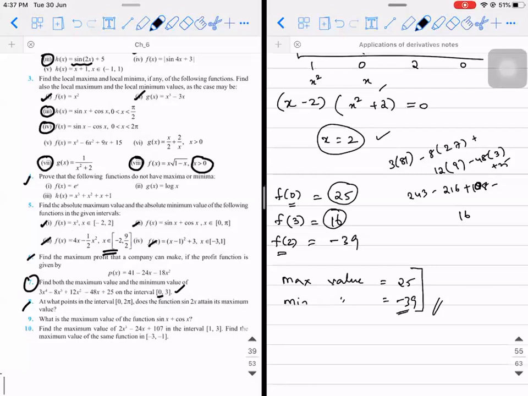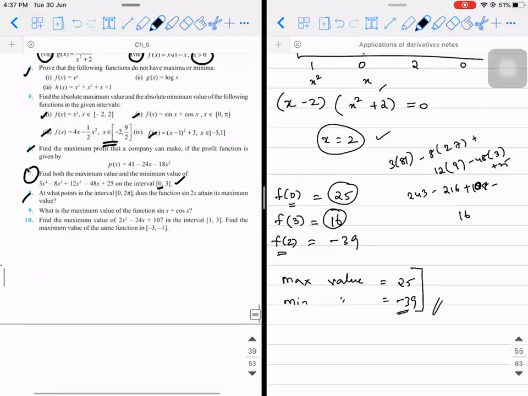At what points in the interval 0 to 2 pi does the function sin 2x attain its maximum value? It is pi by 4 and 5 pi by 4. But 5 pi by 4 is in the third quadrant, no? It is pi plus something. In the third quadrant, sin 2x will give you a negative value only, no?